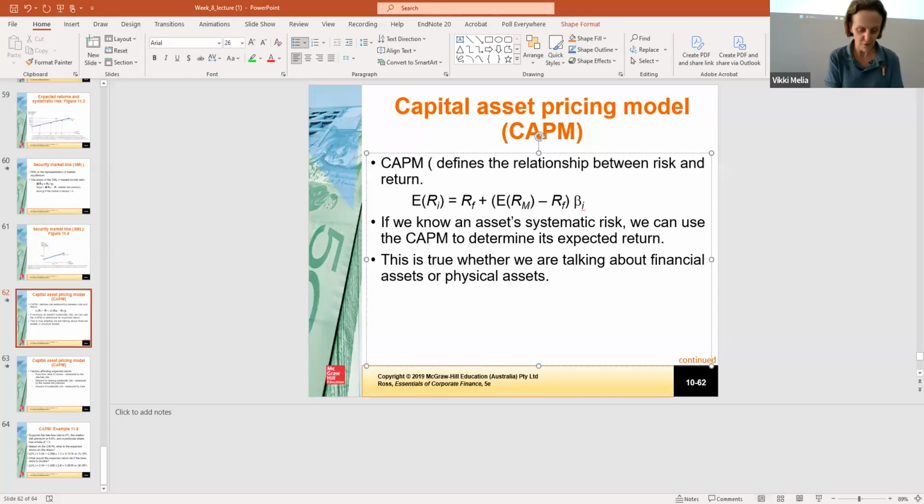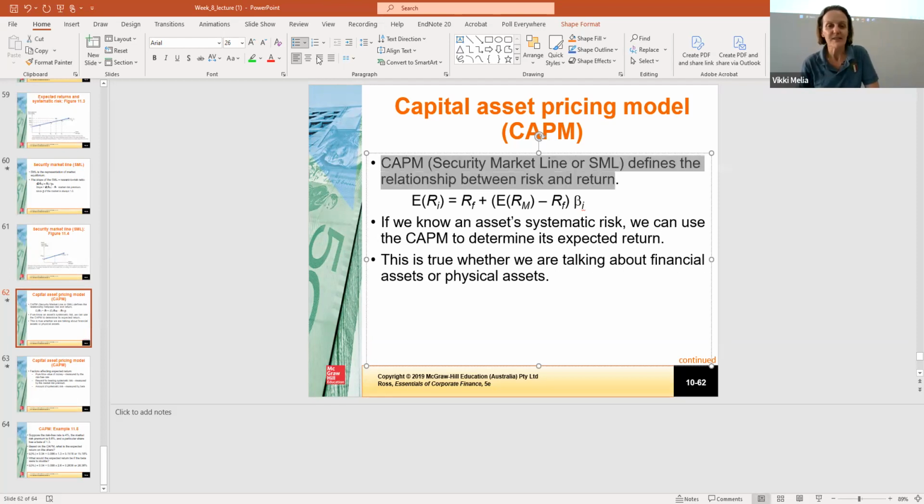It's also referred to as the security market line, or SML. So you might see those terms used: capital asset pricing model, which is written across the top, and it's also referred to as the security market line, or shortened to SML. And it's this equation here. The equation says the expected return from an asset is equal to the risk-free rate.